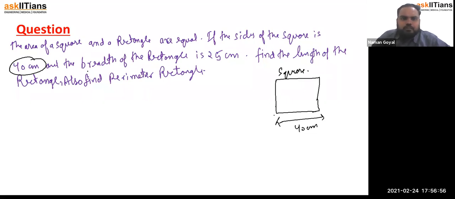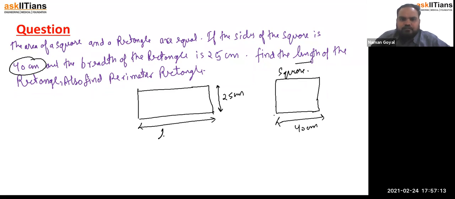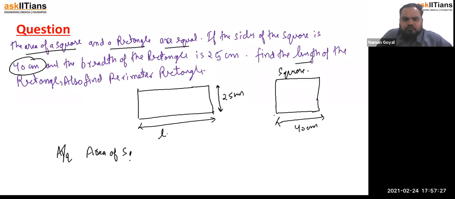Now there is another shape, a rectangle also, and the breadth is 25 centimeter. And the question is asking for the length, so we can take length as L. Now in this question it is given that the area of the square and the rectangle are equal, so we can say that according to the question, area of square is equal to area of rectangle.